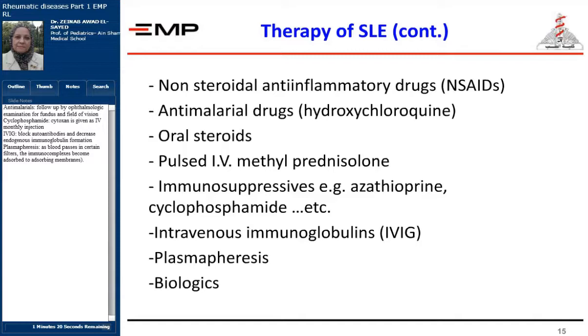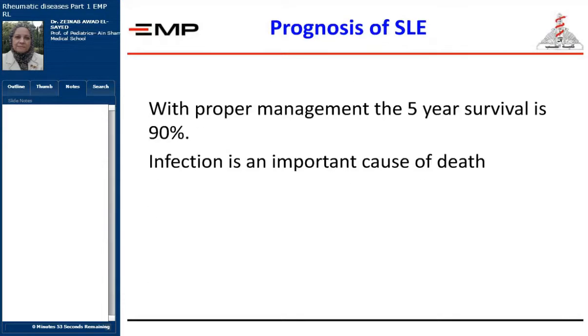Plasmapheresis may be needed in order to get rid of the circulating immune complexes, and recently biologic therapy helps in patients with severe conditions in order to decrease the production of autoantibodies, like the anti-B lymphocyte biologic, which is rituximab. It acts against B lymphocytes and reduces the production of immunoglobulins, autoantibodies. With proper management, the 5-year survival is 90%, and infection is an important cause of death in these patients.